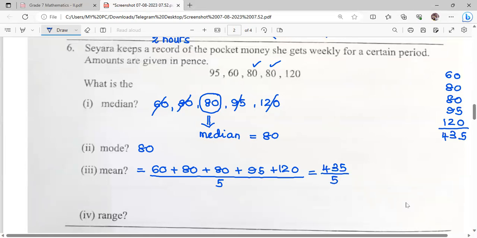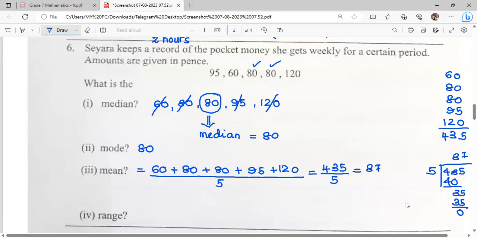Children, let's cross-check this, right? 60 and 80 and 80, 95, 120, it gives me 435. Yes, it is correct. So then I divide this by 5, right? For the division, 435 divided by 5: 5 times 8 is 40, and for 35, you have 7, so 35 leaves 0, right? So then you write this as 87.